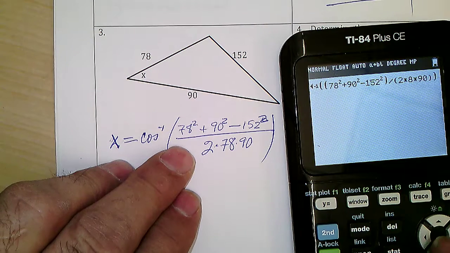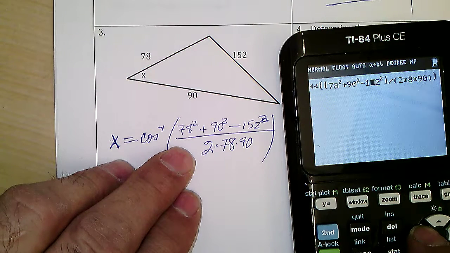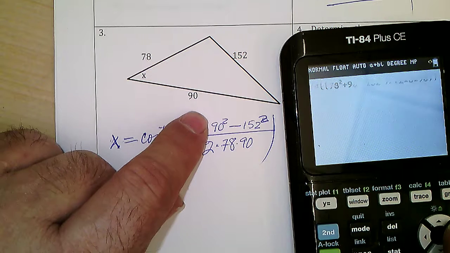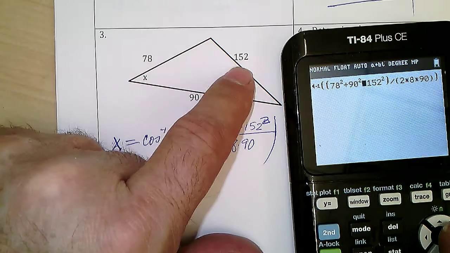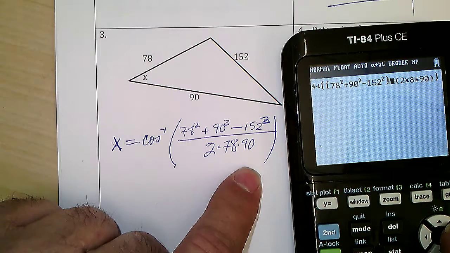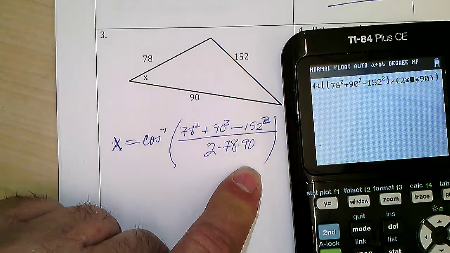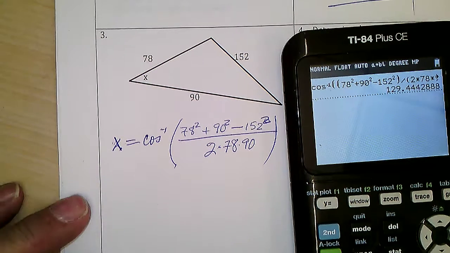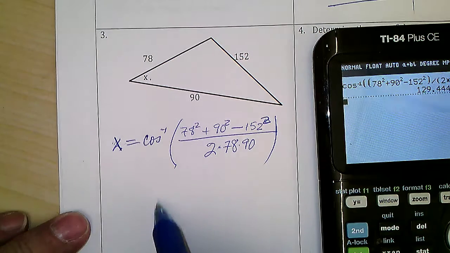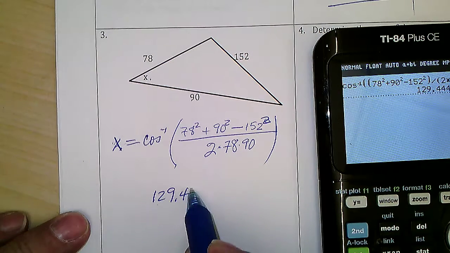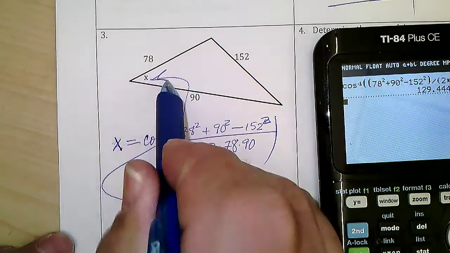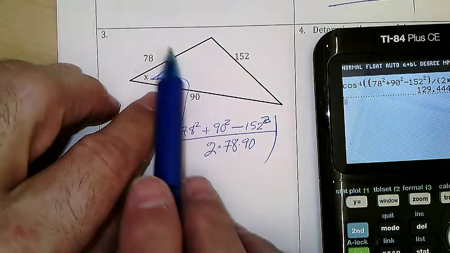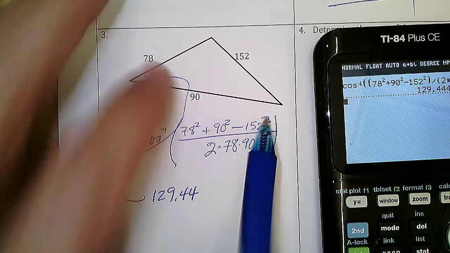2 cosine inverse of adjacent side 78 squared, 90 squared minus 152 squared. Oh, there it is, 78. Second insert of 70. I didn't do 78 times 90. Okay, now we should get something. And it says the angle x is 129.44. And that's that angle. Doesn't look like 129, but 152 is a lot longer than either of these. So this should have been a lot longer side. This would have been a big angle.